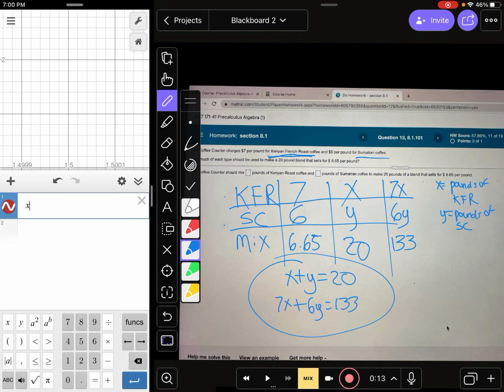So I'm going to type them in. x plus y equals 20. And then I have this. 7x plus 6y equals 133.